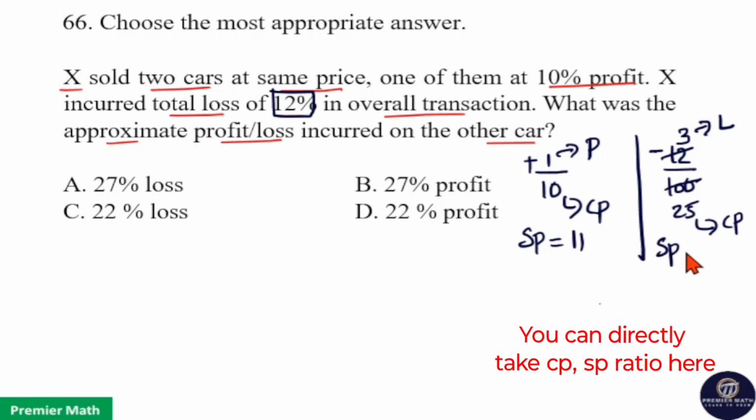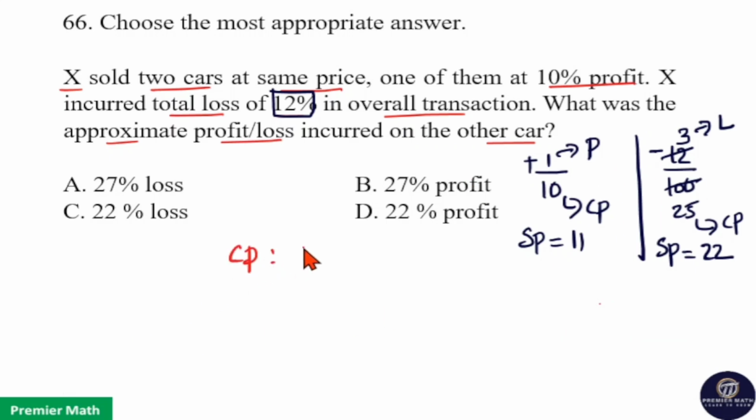Now sell price is equal to cost price minus loss, because this is a loss. So cost price minus loss is sell price, which is equal to 25 minus 3, 22 parts. Now take the ratio between cost price and sell price. Here the cost price of the first car is equal to 10 parts and the sell price of the first car is equal to 11 parts. Now this is the overall transaction.